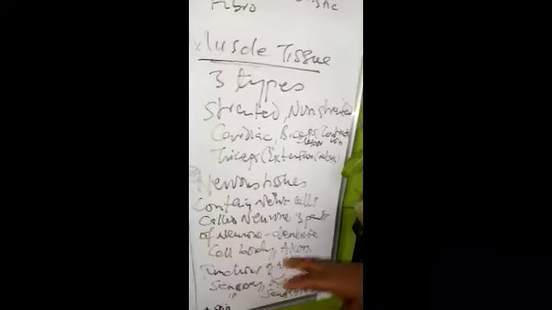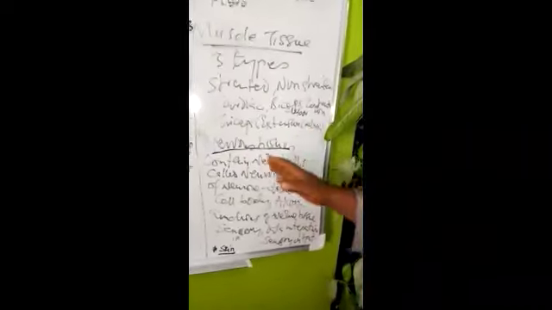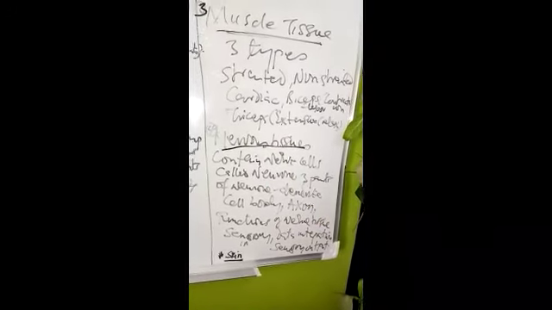The nervous tissue contains nerves, nerve cells. And these nerve cells are called what? Neurons. And the neurons have three parts: the dendrites, the cell body, and the axon. The dendrites, the cell body, and the axon.